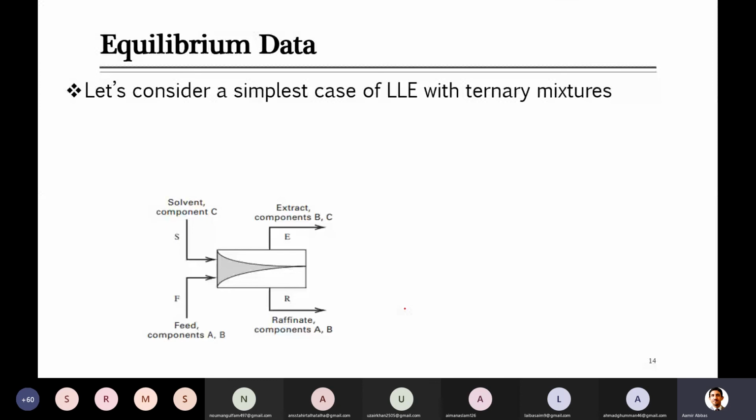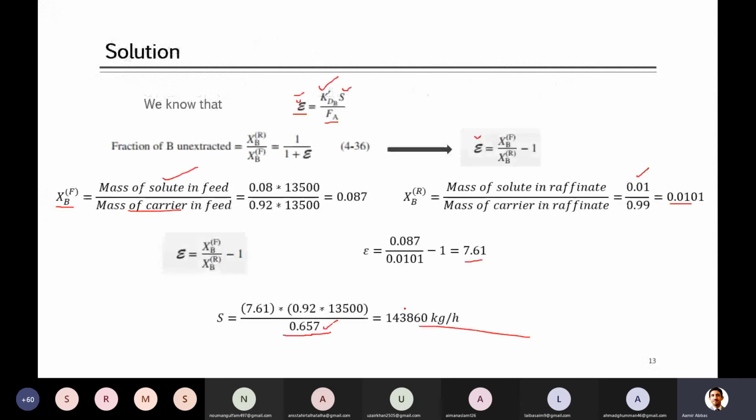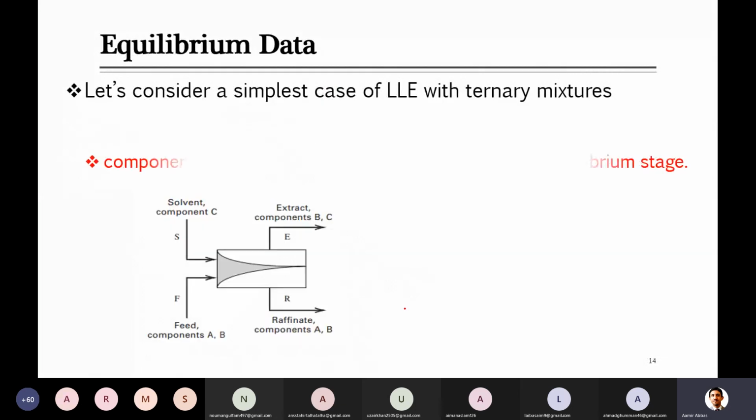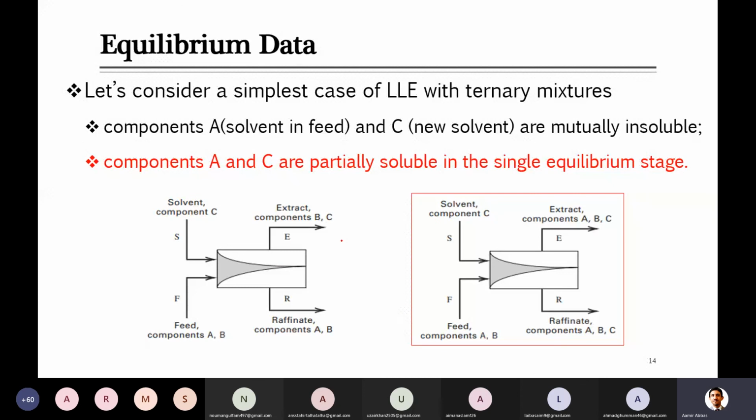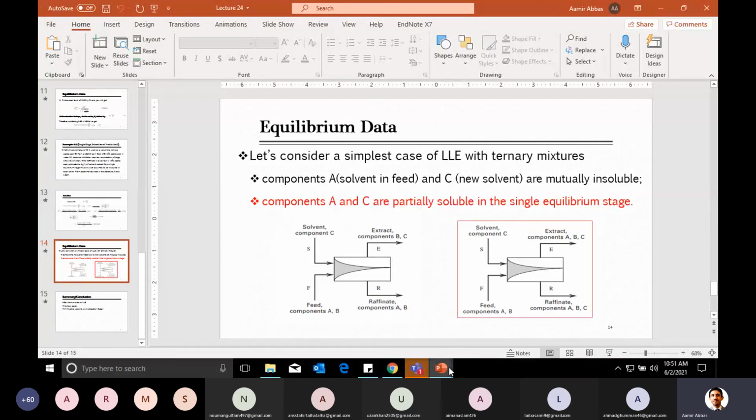So this was all the case which we discussed, related to those systems in which your solvents are immiscible. But as we know, this is not the commonly encountered case. The commonly encountered case is when they are partially miscible or partially soluble with each other. When both solvents are partially soluble, then the extract as well as the raffinate stream will contain all of the components. So if you have to do calculations to find such flow rates, how do you proceed?